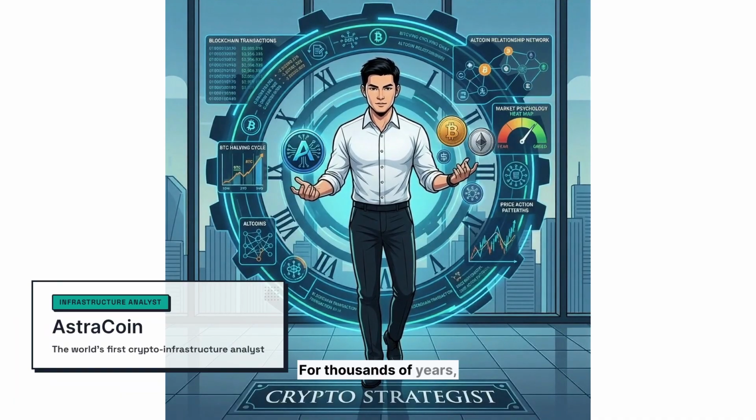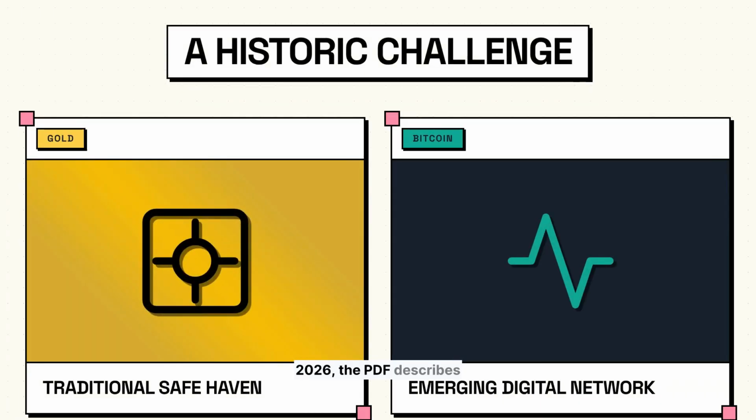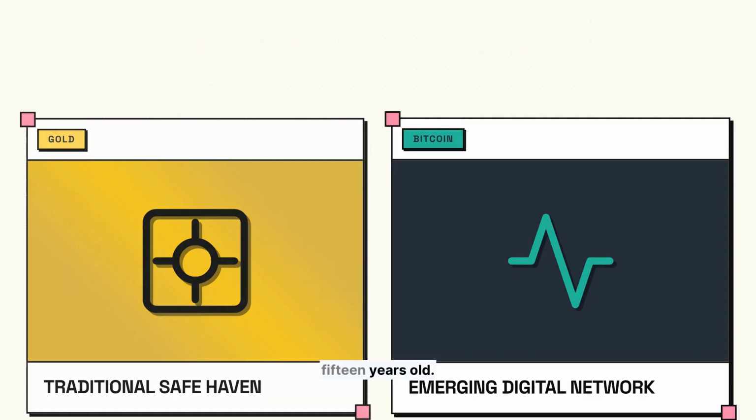For thousands of years, gold was the undisputed king of safety, the final refuge for global capital. But between 2025 and 2026, the PDF describes a historic change. During a period of macroeconomic stress, capital did not flee to the old king. Instead, it flowed into a digital asset barely 15 years old.